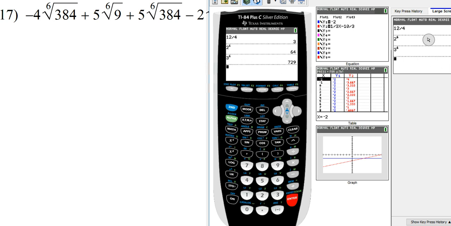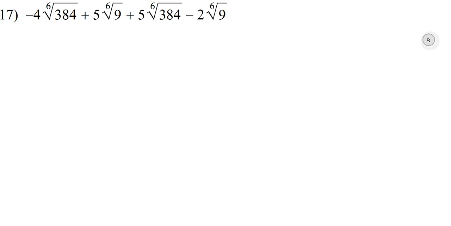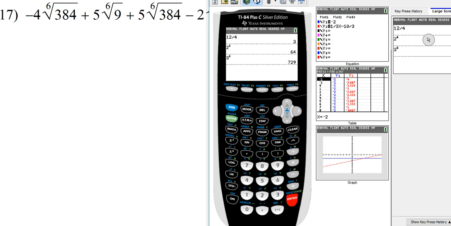So the only one I'm looking at is 64 in this case, because none of our numbers are smaller than 64 or bigger than 729. So with that knowledge, 2 to the 6th is 64. Now just see if I can divide any of the numbers under the sixth roots by 64. So 384 divided by 64.